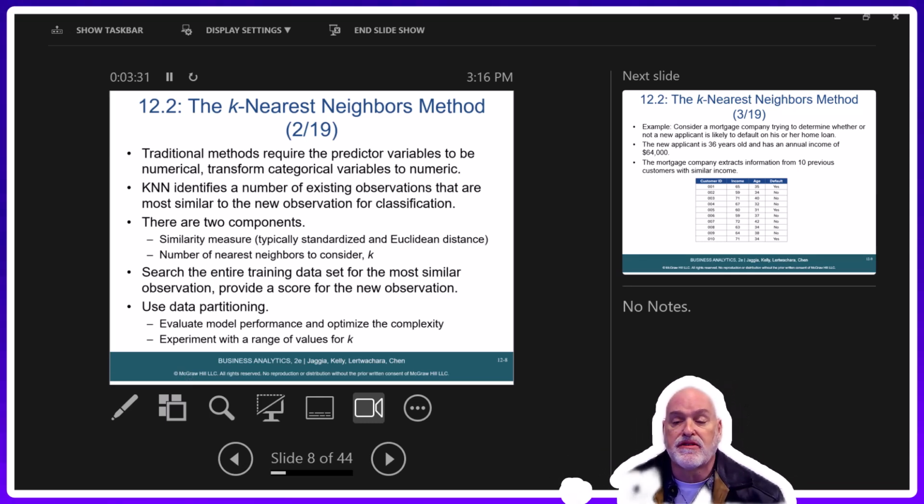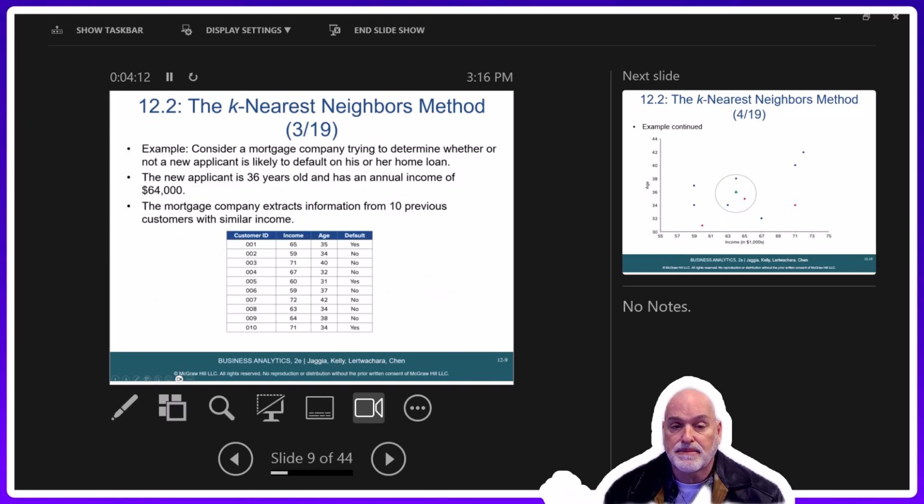Traditional methods require the predictor variables to be numerical, so transform categorical variables to numeric. KNN identifies a number of existing observations that are most similar to the new observation for classification. There are two components: similarity measures, typically standardized, and Euclidean distance. And the second one, the number of nearest neighbors to consider, K. Search the entire training data set for the most similar observation. Provide a score for the new observation. Use data partitioning. Evaluate model performance and optimize the complexity. Experiment with a range of values for K.